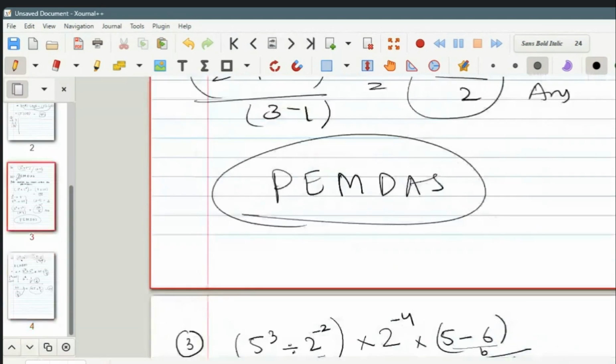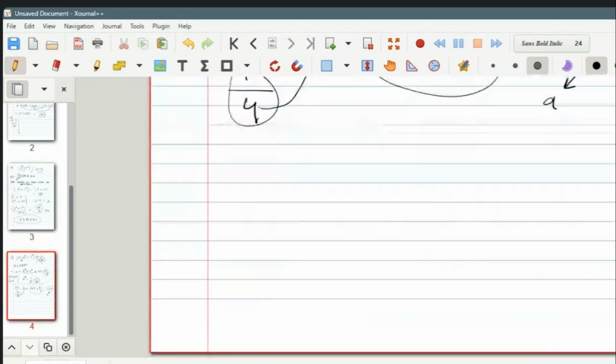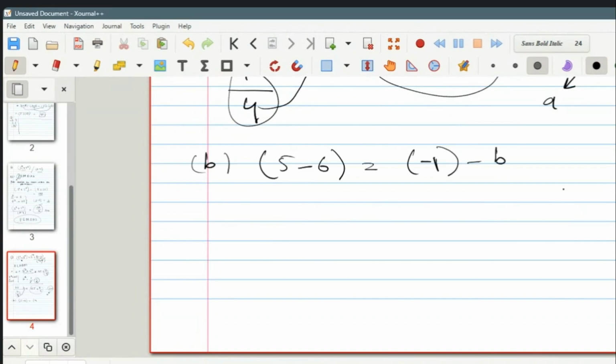Let us check parenthesis number B. Parenthesis number B is very simple. It is 5 minus 6. So what is 5 minus 6? It is minus 1. Okay, this parenthesis number B, no problem.